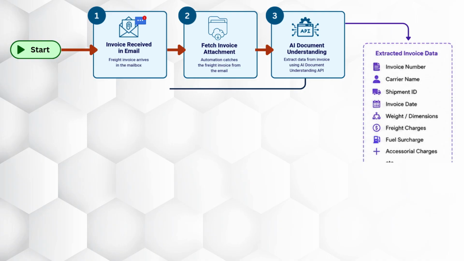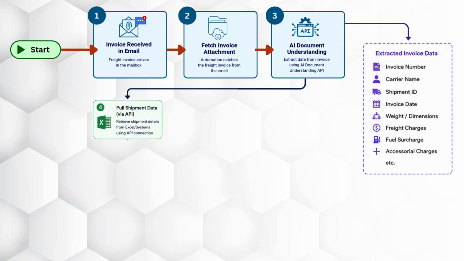After extracting the invoice data, the automation connects to enterprise systems through APIs to retrieve shipment data from the Excel sheets or internal shipment management systems. Simultaneously, the solution also fetches approved freight rate card information using another API connection.